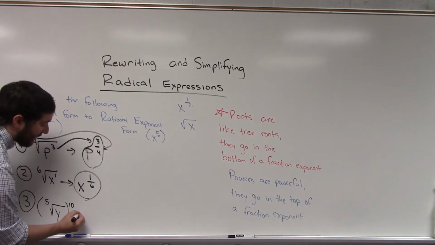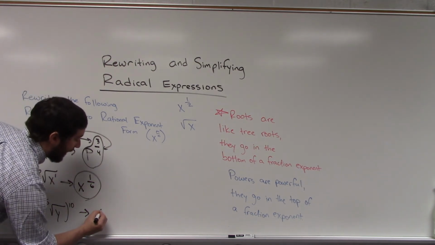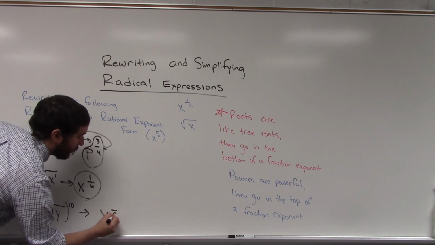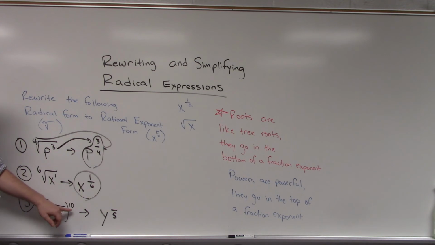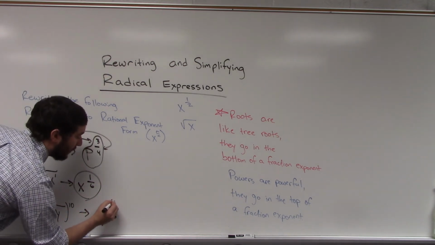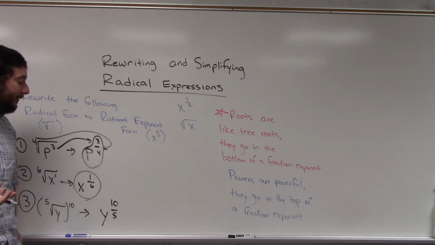So one last example here to illustrate that. Once again, your root is 5. It's a 5th root. So 5, because it's a root, like a tree root, will go on the bottom of an exponent fraction. 10, because it's a power, and it doesn't matter if that power is outside or inside, you can put it in either location. It means the same thing. We can put that 10 as a power in the top of our fraction exponent.